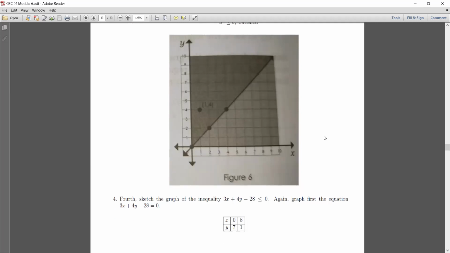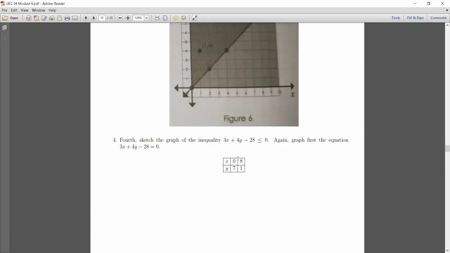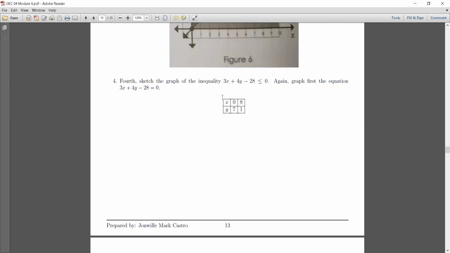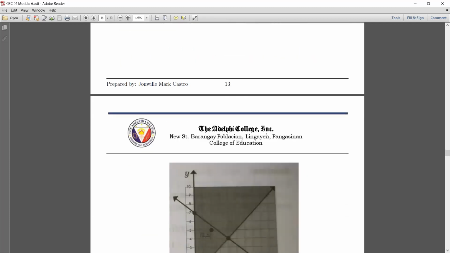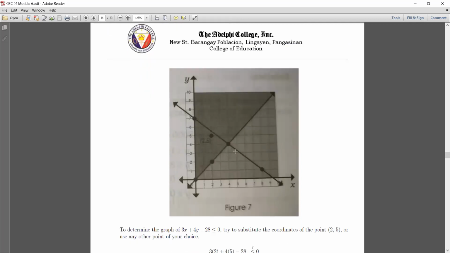Next, yung last na inequality natin. So, again, hahanapin natin yung line. So, table of values lang. So, if x is 0, then y is 7. If x is 8, then y is 1. Okay. So, pwede kayong gumamit ng ibang points. So, pag graph natin siya, ito siya, yung line na ito.